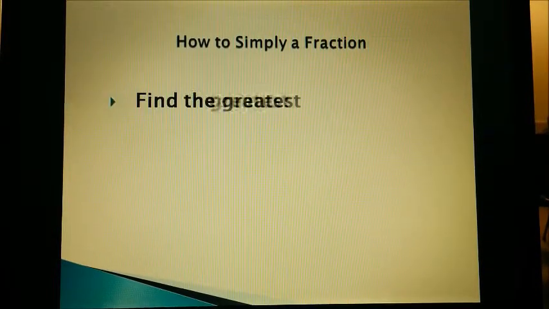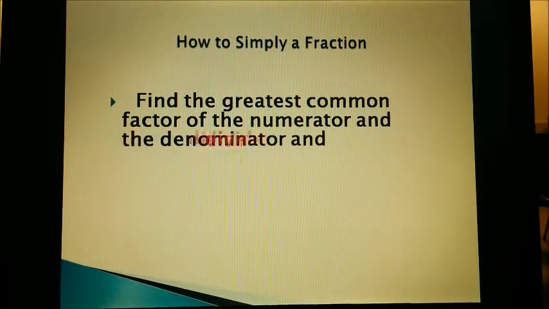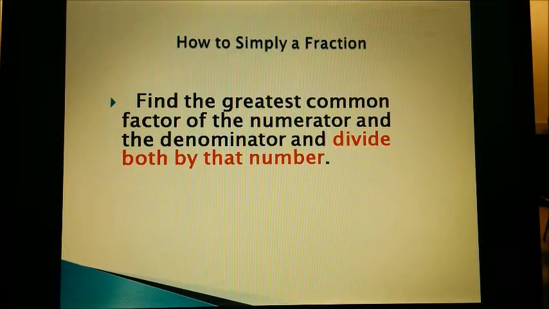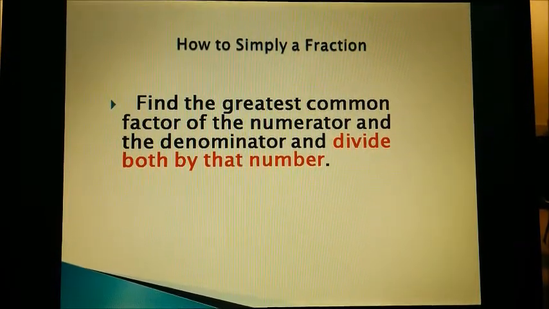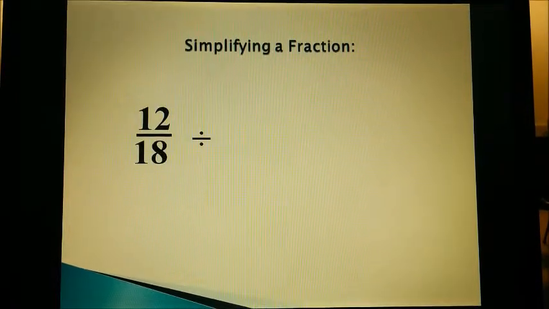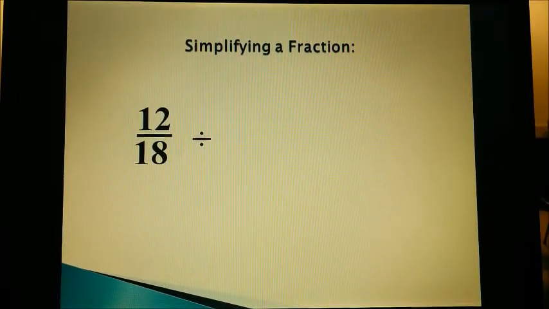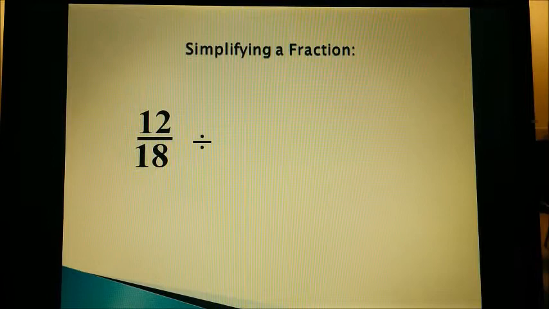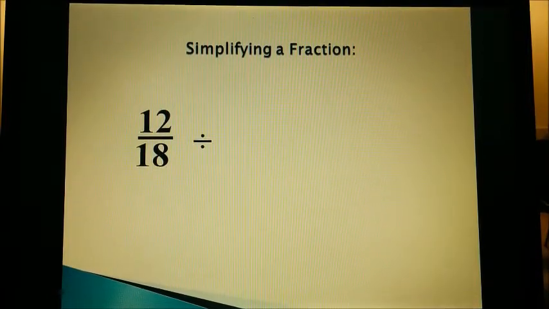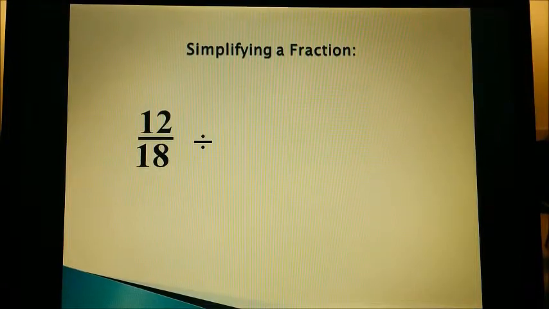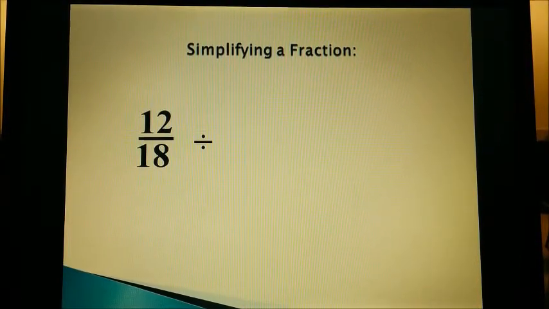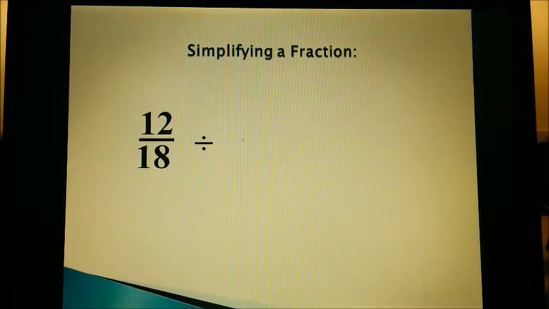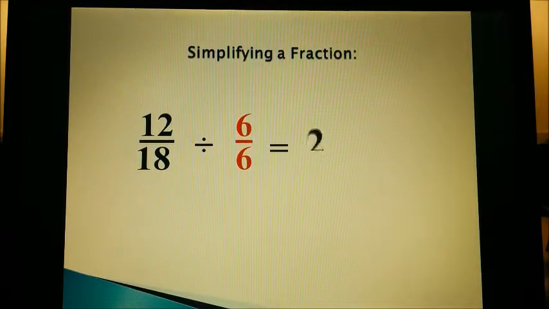How to simplify a fraction again? To simplify any fraction, we will need to find the greatest common factor of the numerator and the denominator, and we will divide numerator and the denominator by that number. For example, 12 over 18. The greatest common factor of 12 and 18, for example, 2 also is one of the common factors of 12 and 18, but it's not the greatest one. 3 is another factor, but the 6 is the greatest common factor, so that we will divide 12 and 18 by 6 to simplify this fraction.